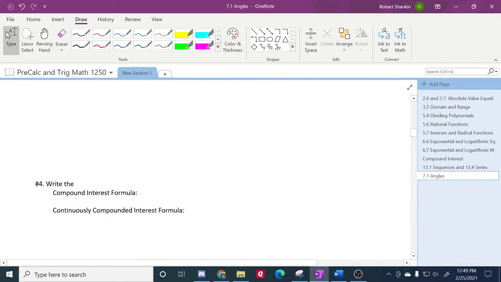Okay, write these two formulas. Don't look them up. Compound interest formula, continuously compounded interest formula.